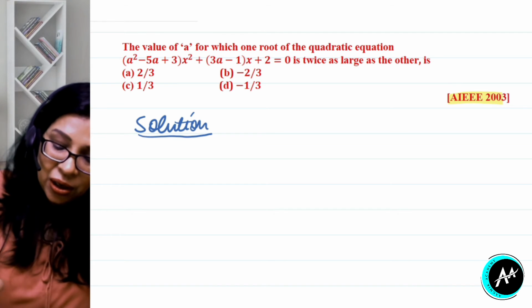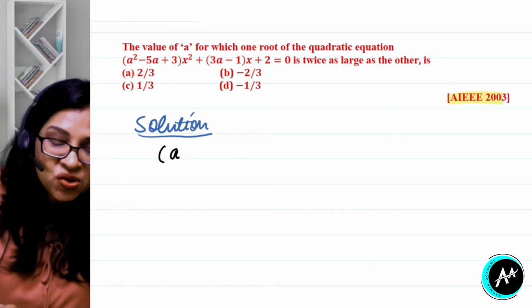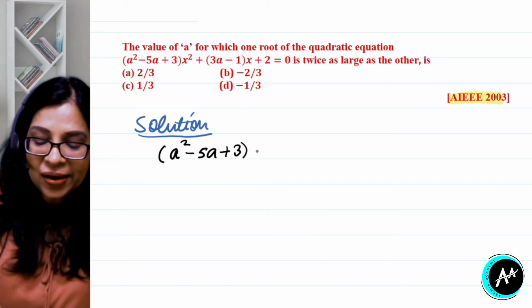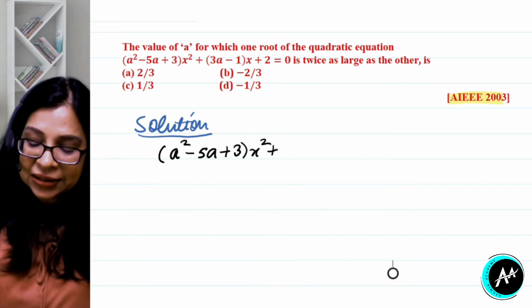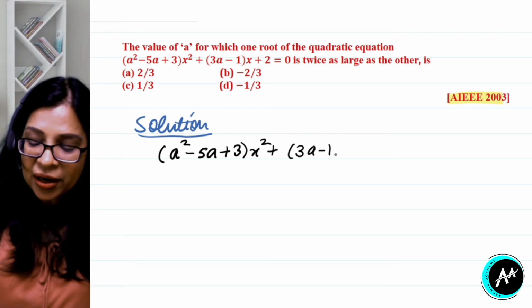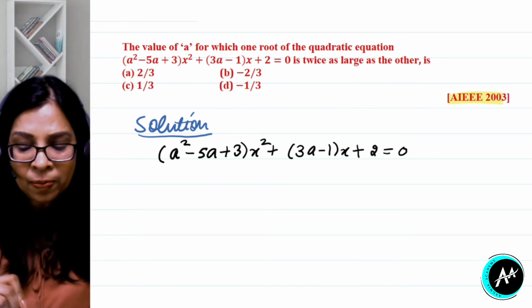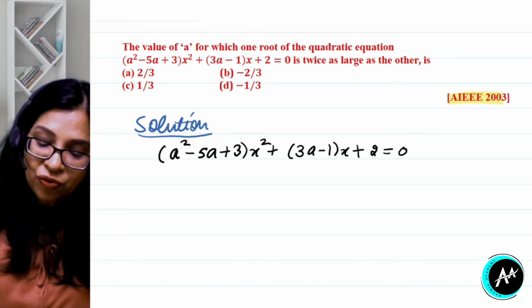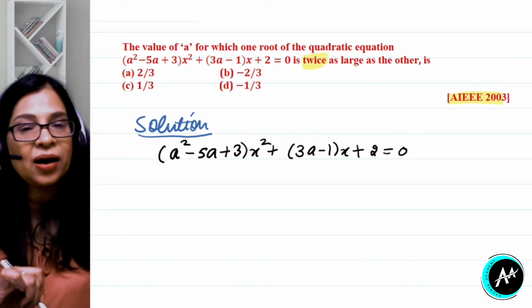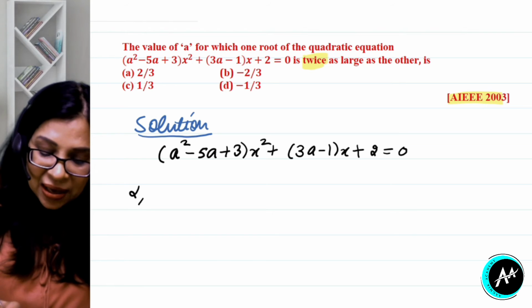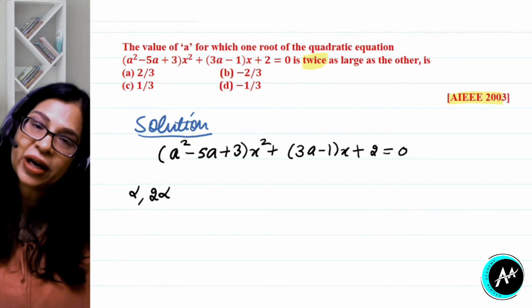Now let us write the equation. I have (a square minus 5a plus 3) x square plus (3a minus 1) x plus 2 equal to 0. This is the quadratic equation. Now what are they saying? That one root is twice as large as the other. What does it mean? It means if one root is alpha, the other will be 2 times alpha.